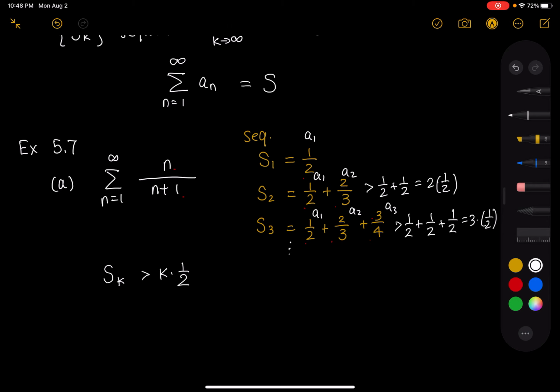And any unbounded, so the sequence S sub k is unbounded. Why? When k goes to infinity, S sub k is greater than infinity. So it's unbounded.